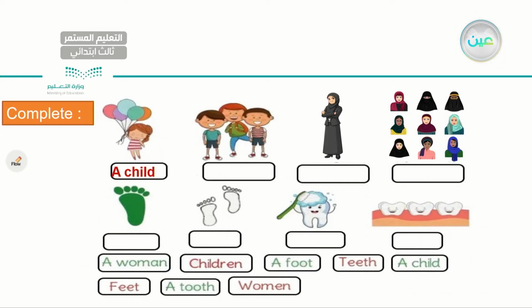Now we can use the article, a child. For the next picture, I have the plural, children. Now notice, it is formed differently because it is an irregular noun. Children. For the next picture, I have a woman.